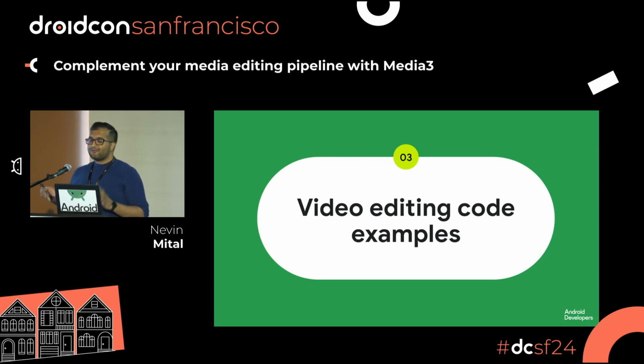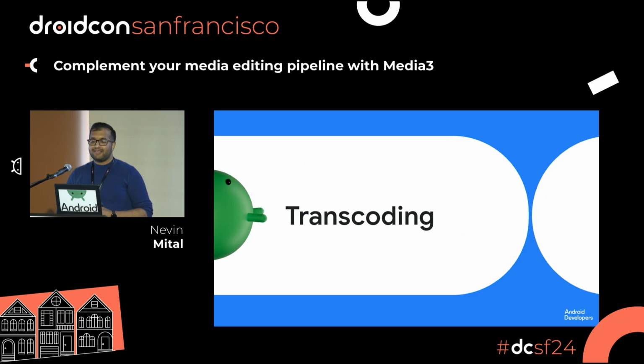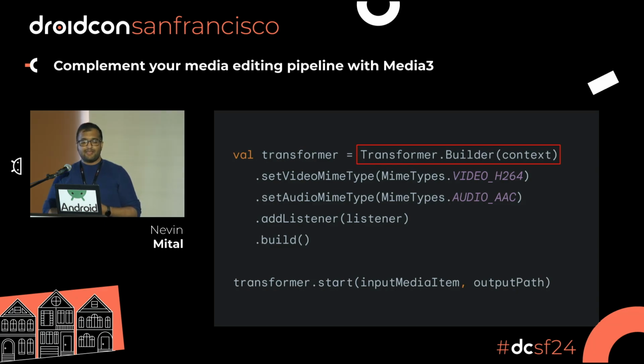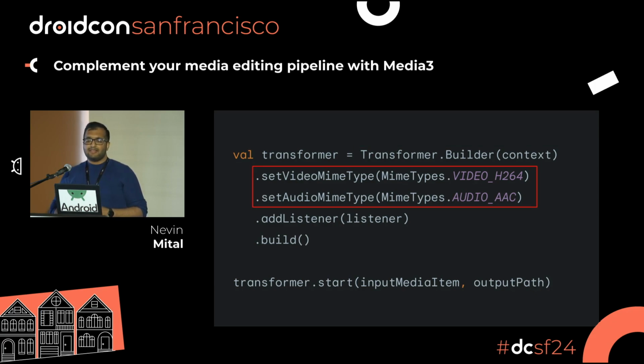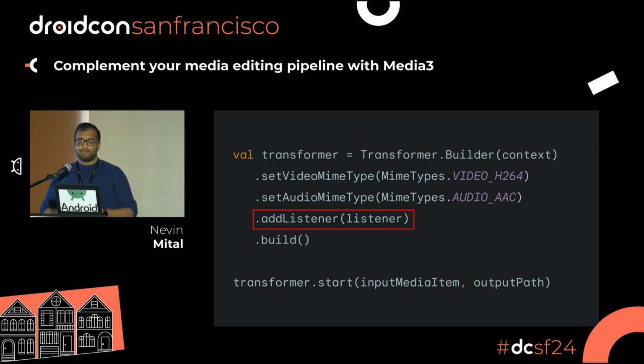OK, that's enough preamble. Let's dive into some actual examples of how to use Transformer. Starting off simple, we'll take a look at how to transcode video files from one format to another. First, we'll create a Transformer instance. Generally speaking, this will be your entry point into most operations with Transformer. This is also where we can set the desired output MIME types. And we can attach a listener to the Transformer object that will be notified for completion or error cases.